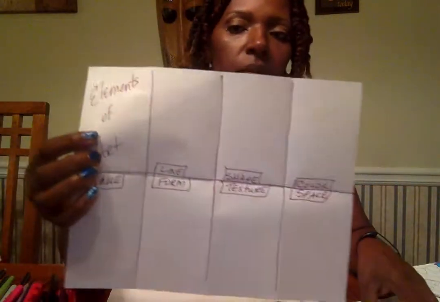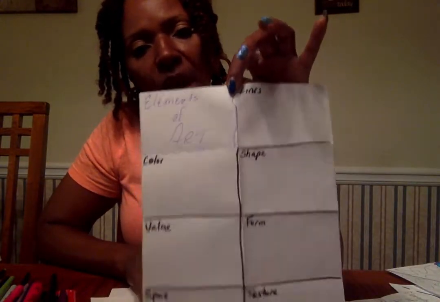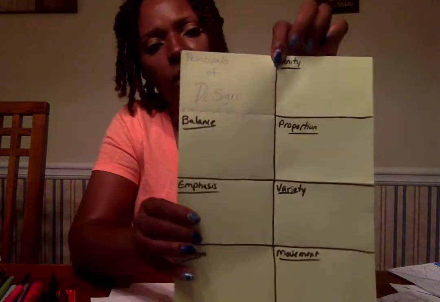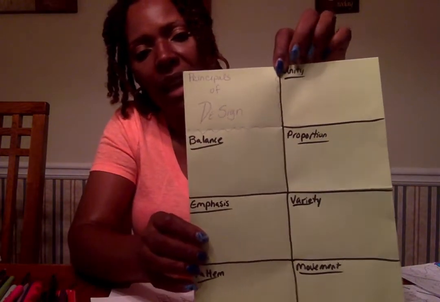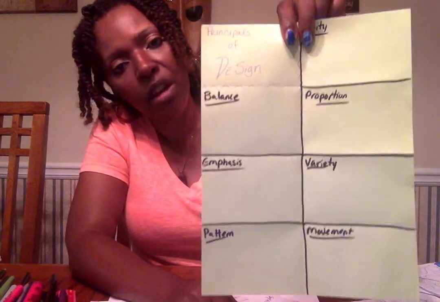You can either do it landscape or portrait. On this one, I'll show you how you can put the elements of art on one side and the principles of design on the other side without them bleeding through. I happen to have two sheets of different color paper. So this one is green and this side is white. So I'll show you how to do that.